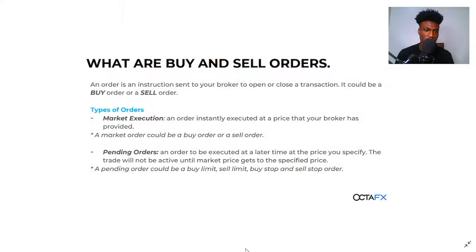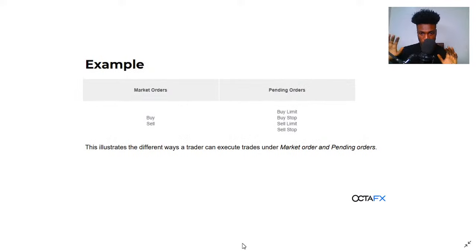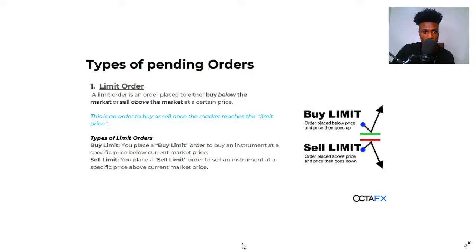I'm going to give you a detailed explanation on how these pending orders work, but just as a little recap: on market execution you can only buy and sell instantly, at the price the broker has provided. On pending orders, you can place buy limit, buy stop, sell limit, and sell stop orders. I know you may not yet understand what buy limit, sell stop, buy stop and sell limit are, so I'm going to explain them.